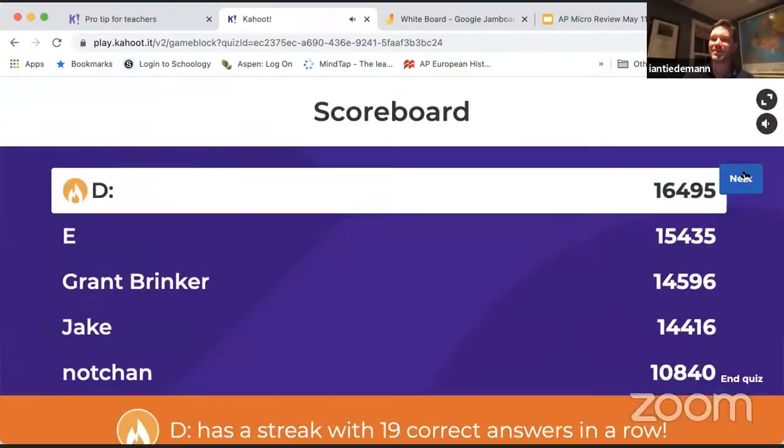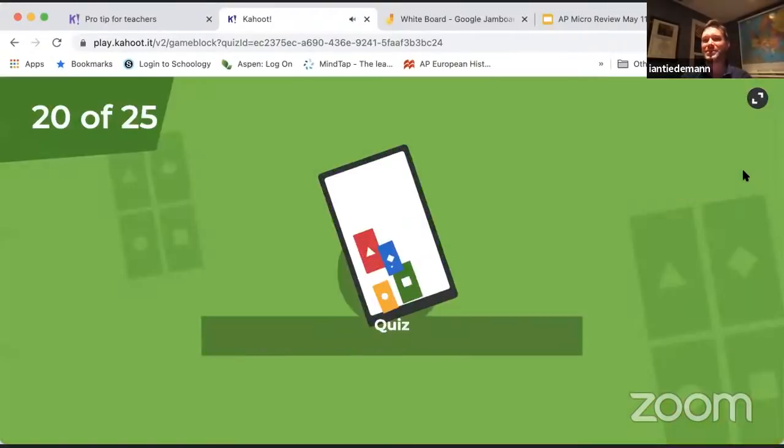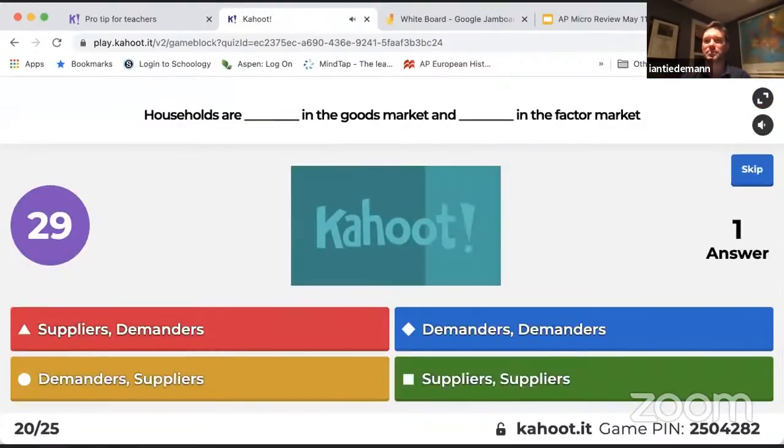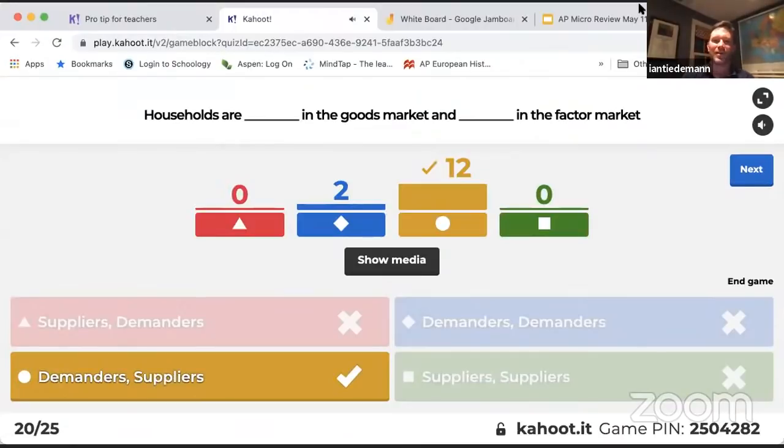Cool. People know their public goods. All right, people know their production, their circular flow model.